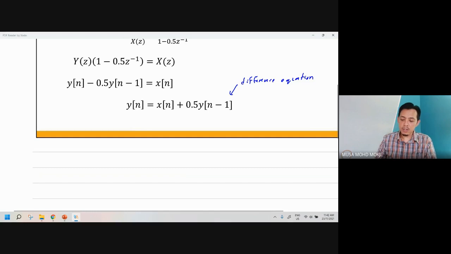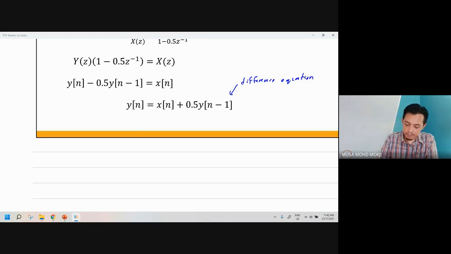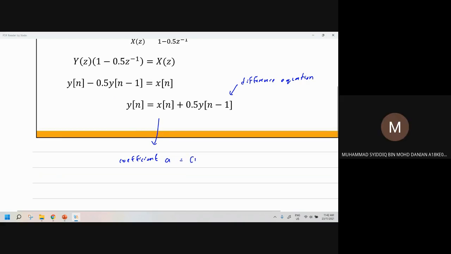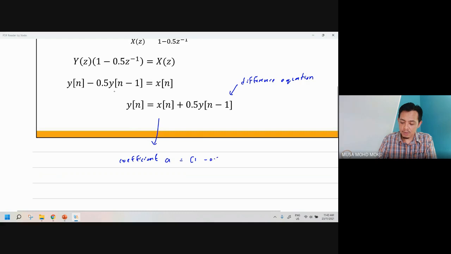What is our coefficient A? So from this, what is our coefficient? Coefficient A is just looking at the output sequence. Not only 1, and 0.5 and minus 0.5. Okay, so this is coefficient A.